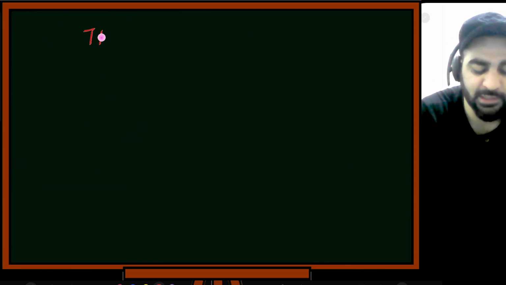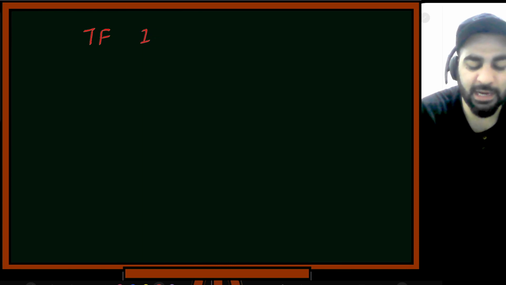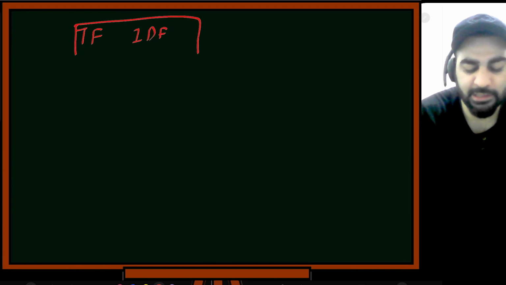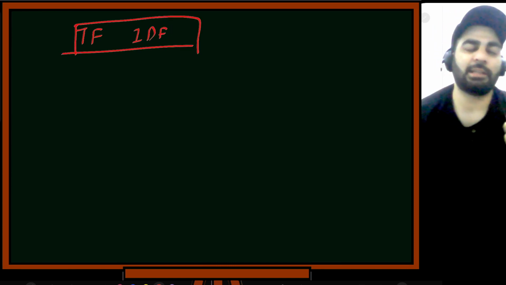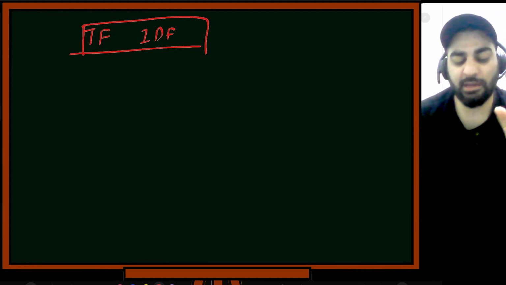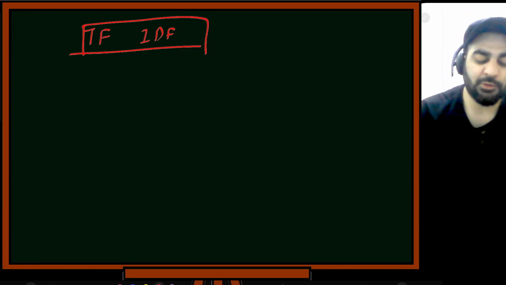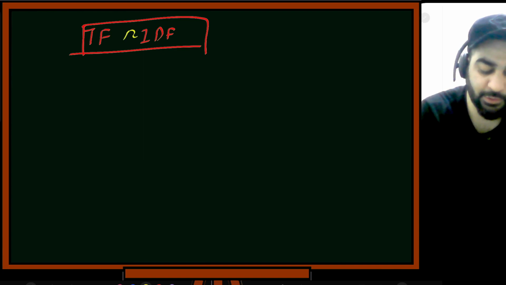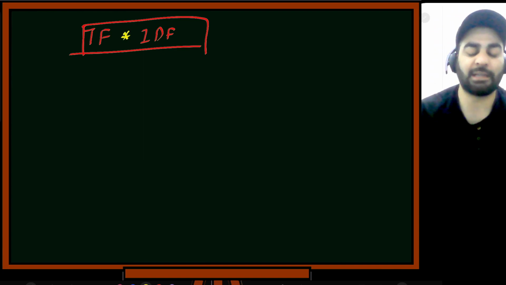So how to compute this TF-IDF now? We know what term frequency is, and now we know what IDF is. Term frequency is the frequency of the term in a particular document. IDF is the inverse document frequency of the term. So in order to compute TF-IDF, we multiply these two terms. You just multiply them. Now I'll tell you how to do it.